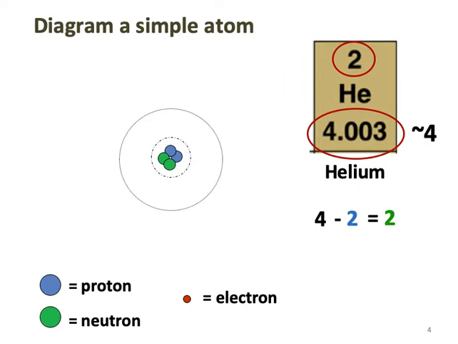Now let's add a first orbital. And how many electrons do we put on it? Well, what we have to remember is that the number of electrons always equals the number of protons. That's what makes an atom neutral overall. So we're just going to put those 2 electrons there, and we're done. There's our atom of helium.